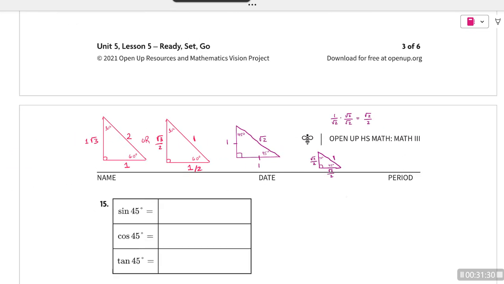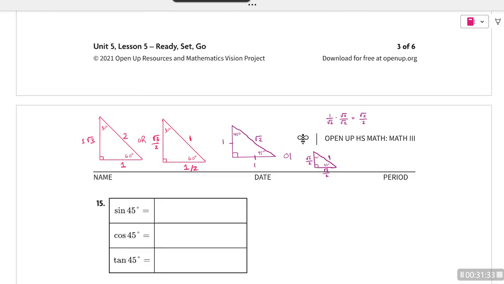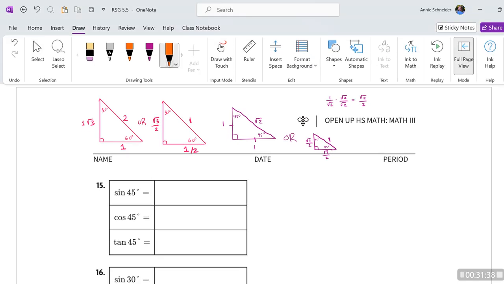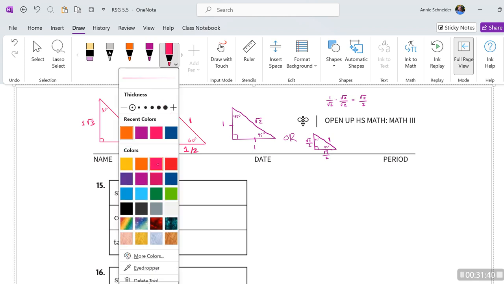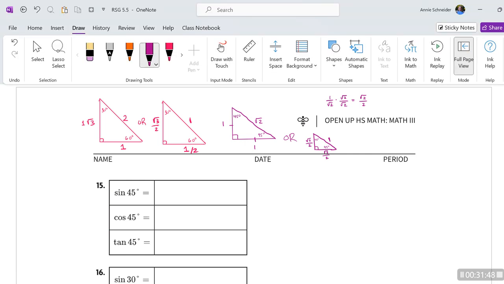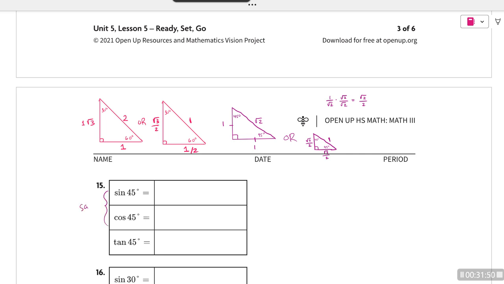There we go. Okay, so we have our triangles there. So sine of 45 degrees. What's nice about sine and cosine of 45 degrees is that opposite and adjacent are actually going to be the same. Opposite 45 is 1 and hypotenuse is square root 2, or we can use this triangle right here: square root 2 over 2 divided by 1, because that's our hypotenuse, which is just square root 2 over 2.